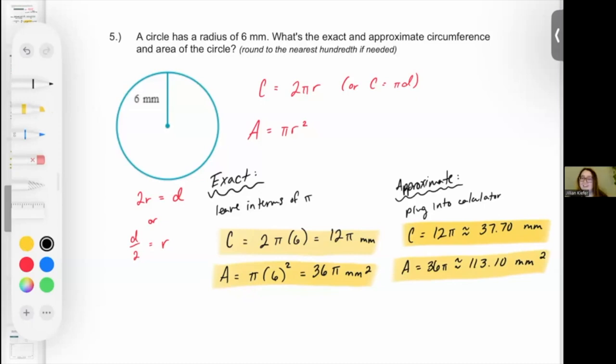So there we have it. So always want to remember exact is going to be in terms of pi, approximate is actually plugged into the calculators and calculated out and rounding off to as many decimal places as you are being asked for. For us, it was the nearest hundredth. Just so happened that both of them ended with a 0 in this case. But there we go. So those are our answers for problem number 5. So let's go on to problem number 6.